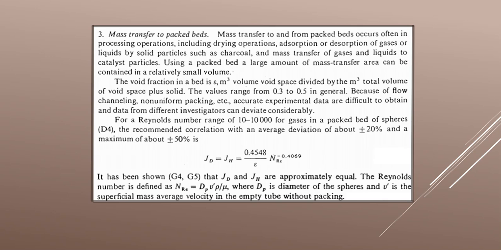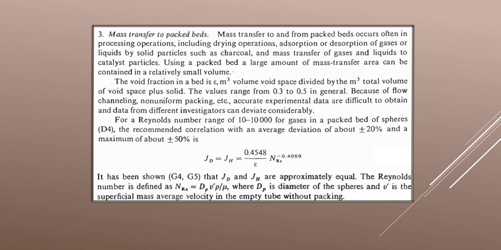Now, the void fraction in the bed is still represented by epsilon, which is the cubic meter volume of void space divided by the cubic meter total volume of void space plus the solids. The values for this void fraction range from 0.3 to 0.5 in general. Because of flow channeling and non-uniform packing, accurate experimental data are difficult to obtain, and data from different investigators can deviate considerably.